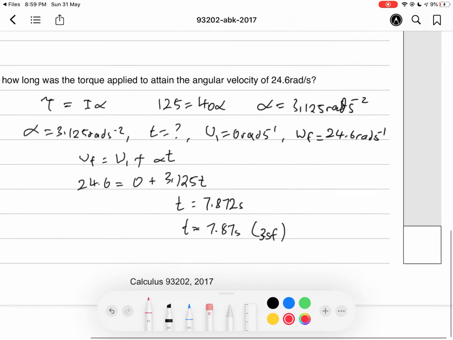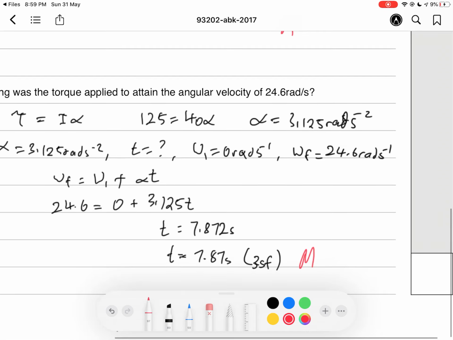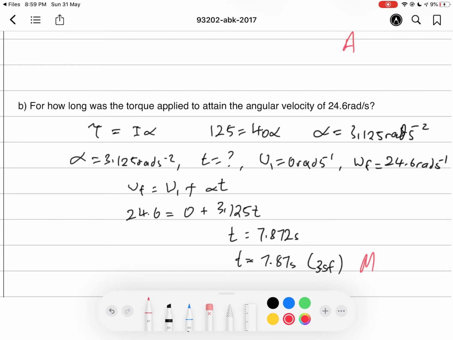Alright, so this question should be a merit level question. In terms of getting an achieved, if you are able to find the angular acceleration, that should be enough for an achieved.